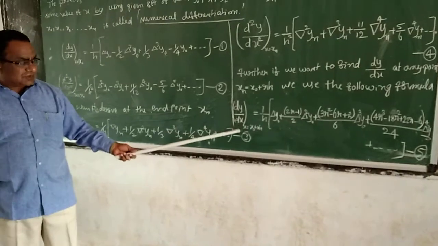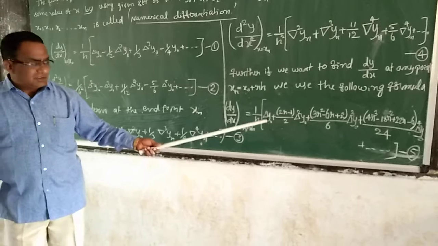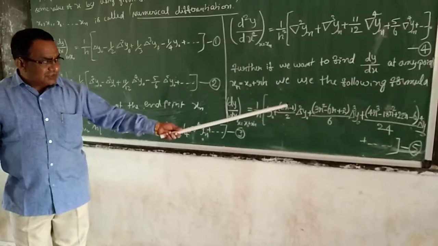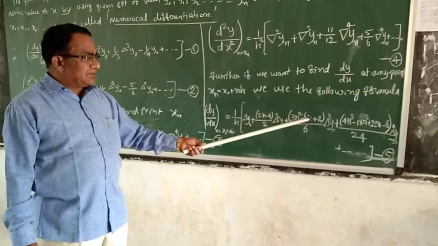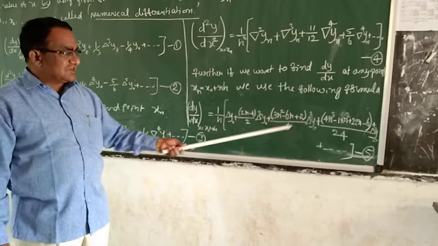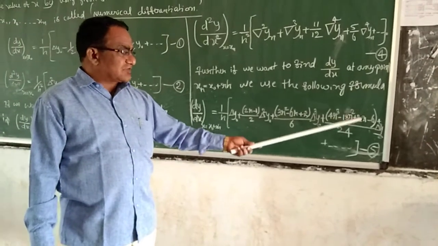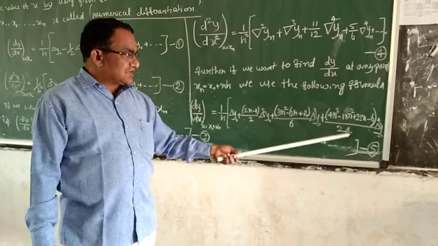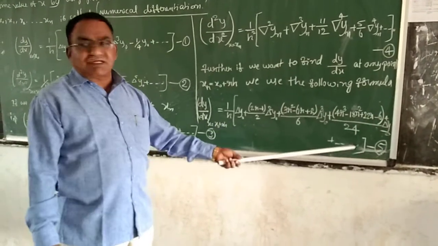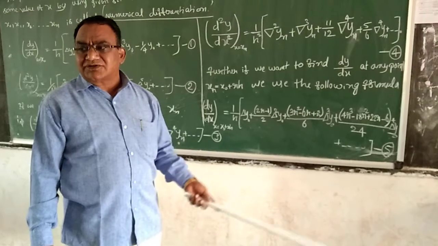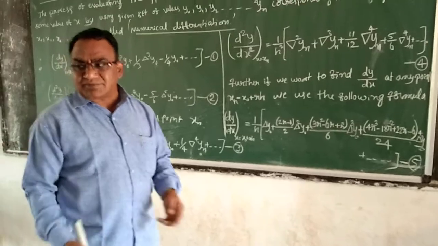dy by dx at x is equal to x0 plus rh is 1 over h into delta y0 plus (2r minus 1) by 2 into delta squared y0 plus (3r squared minus 6r plus 2) divided by 6 into delta cube y0 plus (4r cube minus 18r squared plus 22r minus 6) divided by 24 into delta to the power 4 y0 plus and so on. This is the fifth formula. Using these, let us go for the examples.